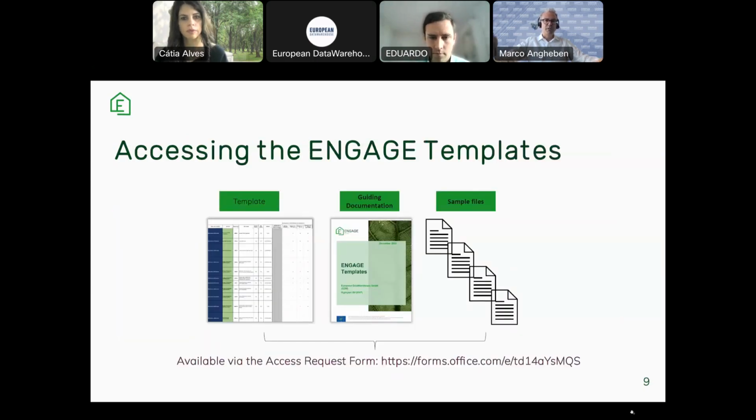Now, what is the structure of the templates? Well, it's not only, let's say, an Excel file, but it also encompasses the guiding documentation, i.e. how to fill in the template itself, but also with some practical examples for a few lines on how to compile, which type of information is required. You can obtain these templates simply by filling in a form, and you have the link below.